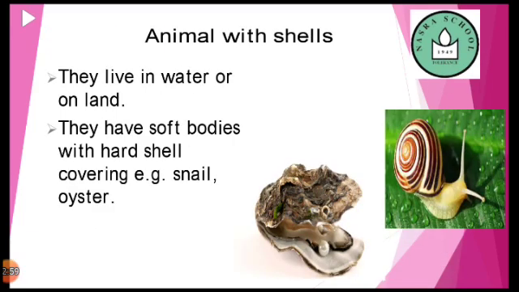Next we have animals with shells. They live in water or on land. They have soft bodies with hard shell covering. For example, you have seen the snails, right? They have a hard shell covering their soft bodies. And another example could be of oysters. Here is the picture of both snails and oysters.